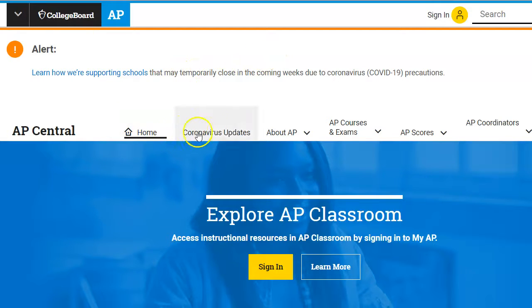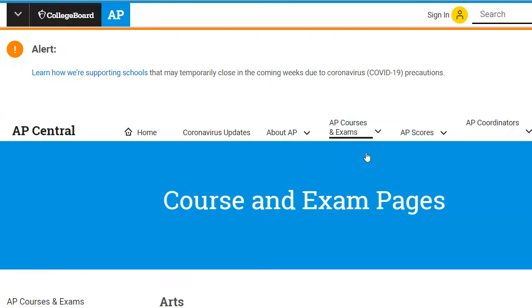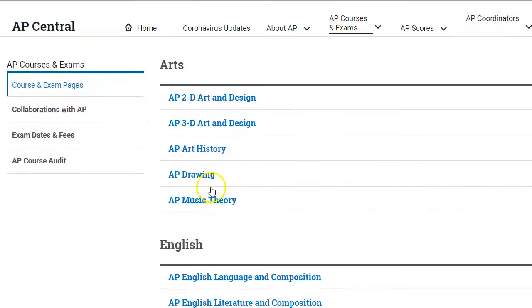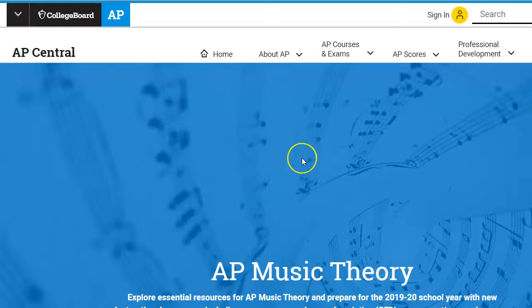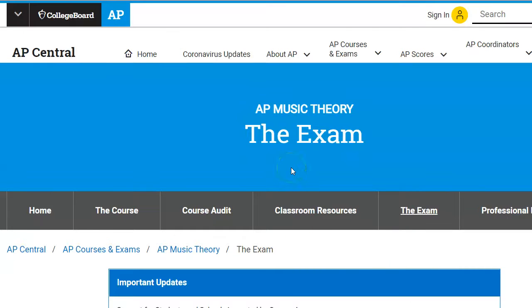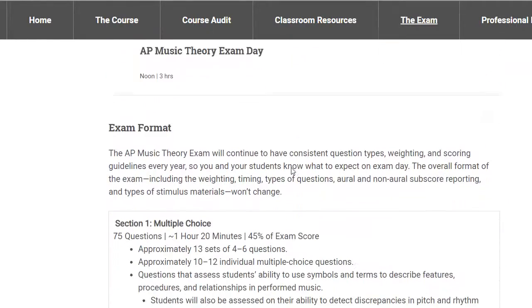And if I look at this menu here, AP Courses and Exams, I'm going to click on that and go to Course and Exam Pages. I'm going to find some previous exam questions to use as examples, as practice for this question 1 that we're going to have. So AP Music Theory right there. I want to scroll down just a little bit here, to the exam. Okay, that's where I'm going to find these questions from previous exams.